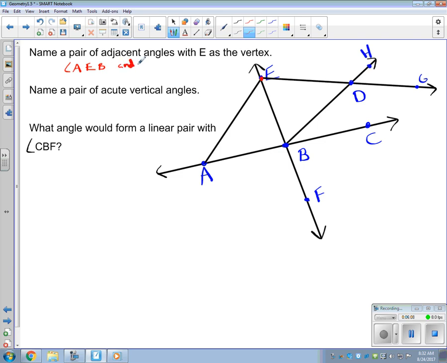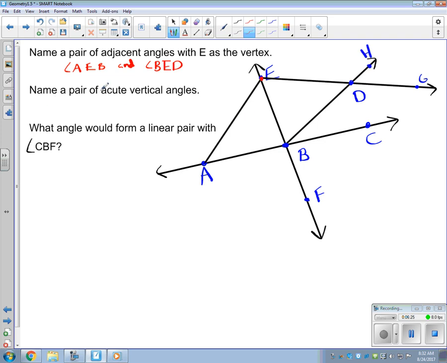And that would share a side with angle BED. And there are other ways that you could name those. That's just what I came up with. But it looks like that would be the two that have that as its vertex. I guess you actually name this one too.